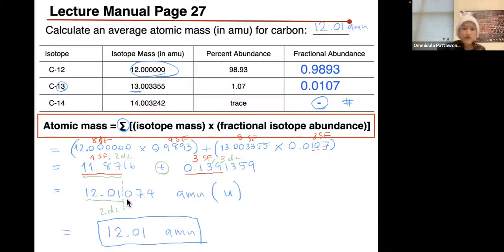Note that, as I mentioned before, this average mass right here is the weighted average. So the isotope that is the most abundant is going to contribute the most to the average mass.